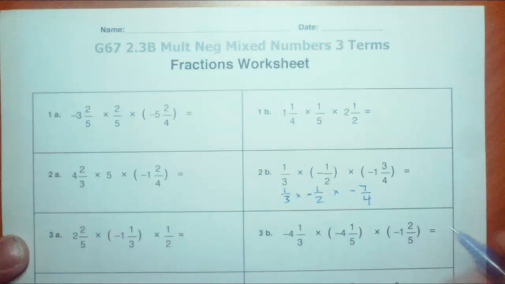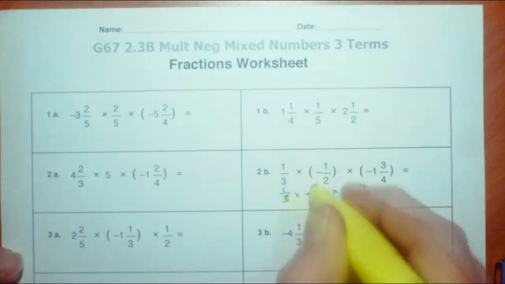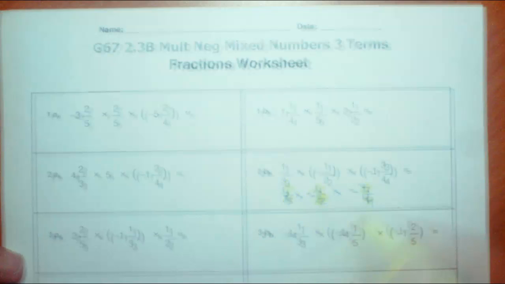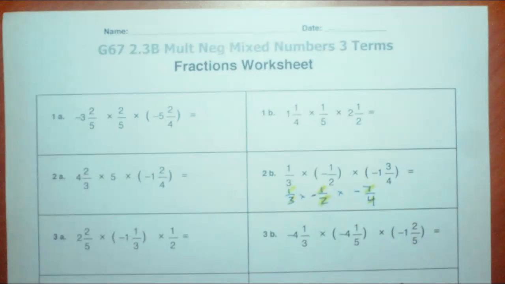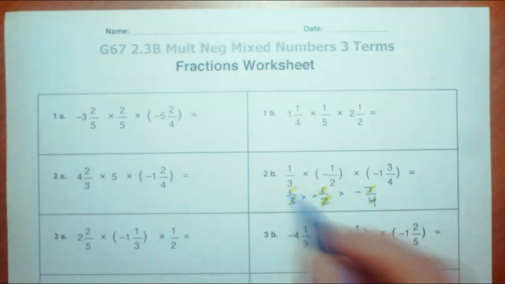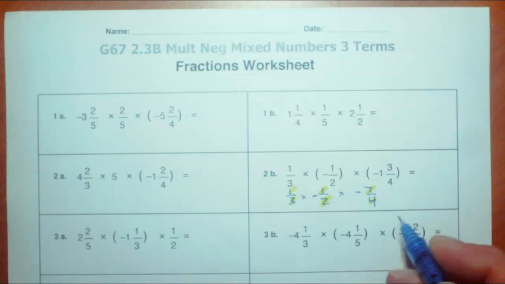Now, the cool part about this is I can reduce this way, this way, this way, all kinds of different ways, as well as up and down. So let's just see how this goes. Can I do anything with 1 and 3? No. How about 1 and 2? No. How about 2 and 7? No. How about 1 and 4? No. So I'm just going to multiply them all together.